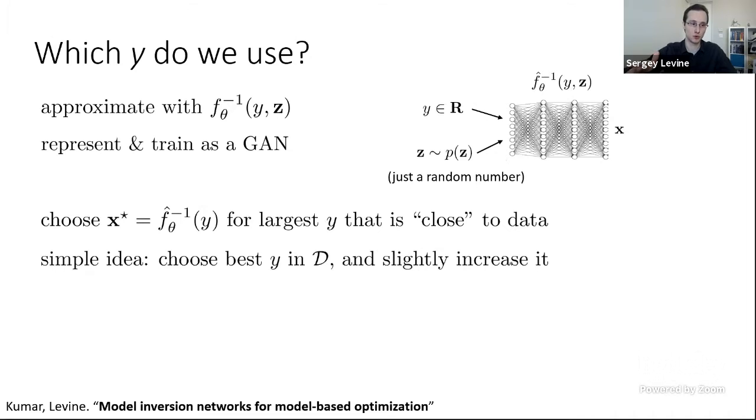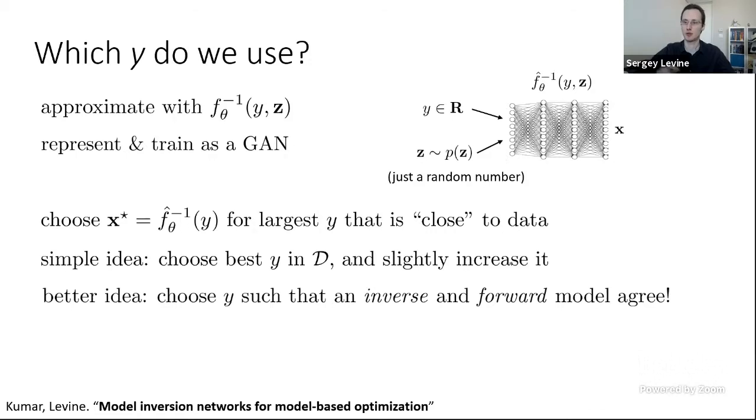Now, a simple way to choose y would be to choose the best one in the data set and then slightly increase it. But we can do it a little bit better if we choose y such that an inverse and forward model agree with each other. So we'll actually optimize over both y and also z, the noise, to find the largest y so that when you take your y, feed it into f inverse, and then feed it back into your learned f, you get back the same y.